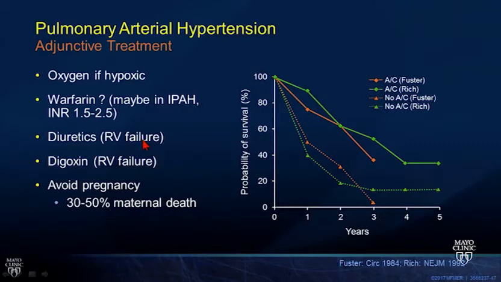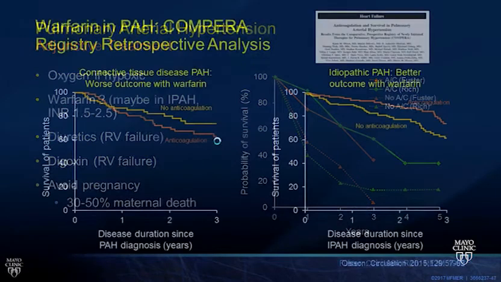Diuretics for RV failure. Digoxin may be beneficial, sometimes can be harmful if arrhythmias develop. We want to avoid pregnancy in these patients, as there's a 30 to 50% risk of maternal death.